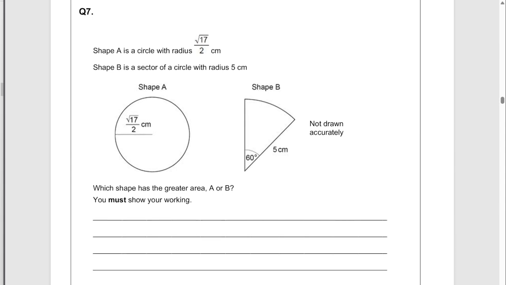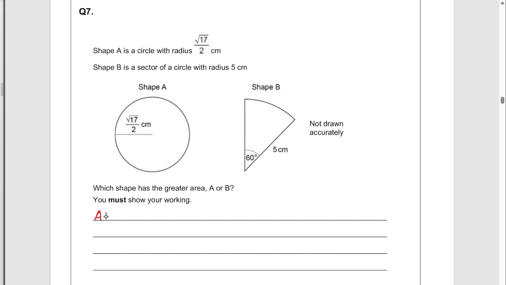Okay, question 7. Shape A is a circle with a radius of root 17 over 2. Shape B is a sector of a circle with a radius of 5 centimeters. Which shape has the greatest area, A or B? You must show your working. So I'm going to start with A.